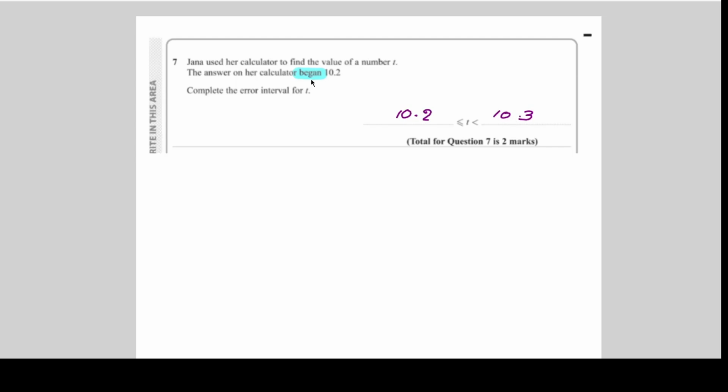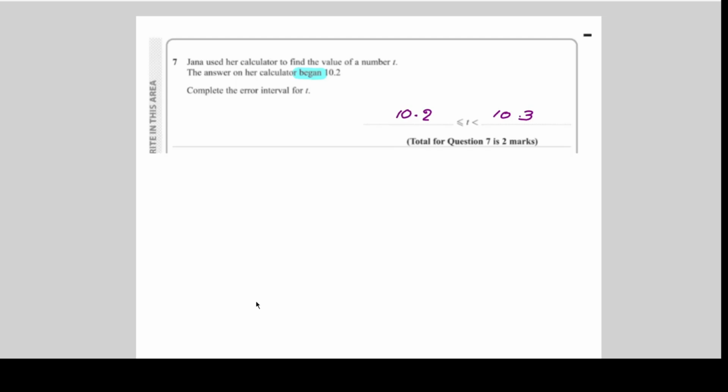The word began says that this is truncation. Just cut off extra digits. The error interval goes from the number shown up to the next place value, 10.2 truncated to 1 decimal place. 10.2 truncated to the first decimal place. Therefore, this is the error interval. If the question says began or truncated, use the truncation method. Okay, this is the method we have to use.